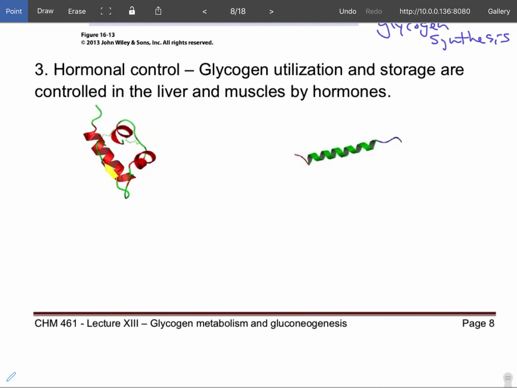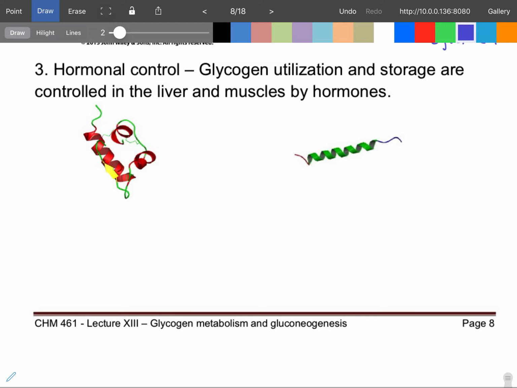And so I just want to briefly talk about hormonal control of this whole system and how glycogen is controlled by hormones for sure. And this one right here is insulin. It is a protein that is manufactured in the pancreas. And then we have glucagon here. Glucagon and insulin operate to control blood sugar levels, as you probably know. So insulin is this folded up protein that's been processed, and glucagon is just this little teeny alpha helical protein shown there.